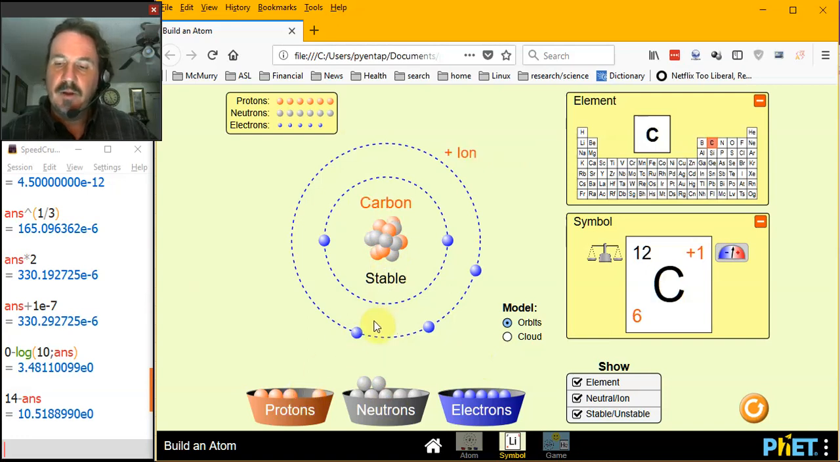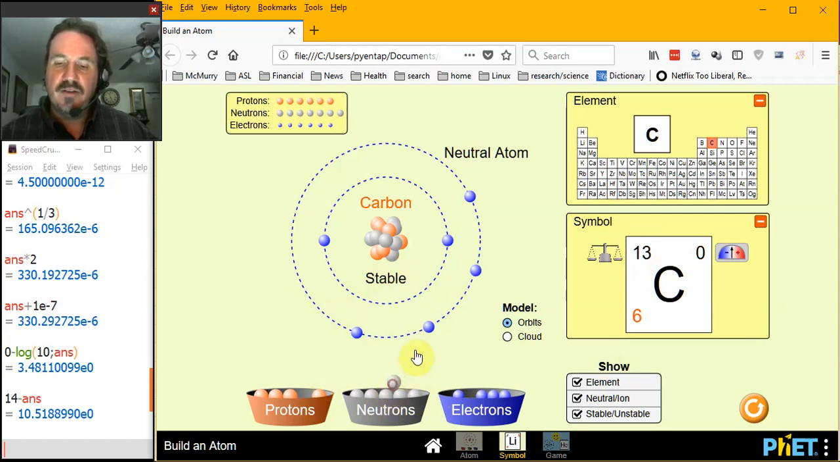I wonder if it lets me go up here. Here's carbon. Let's actually remove one of these neutrons. All right, unstable. I need at least exactly 6. So here's carbon-12, a stable isotope of carbon. Of course, it's an ion because I didn't match it. There we go. Now it's got 6 electrons, 6 protons. It's carbon-12.